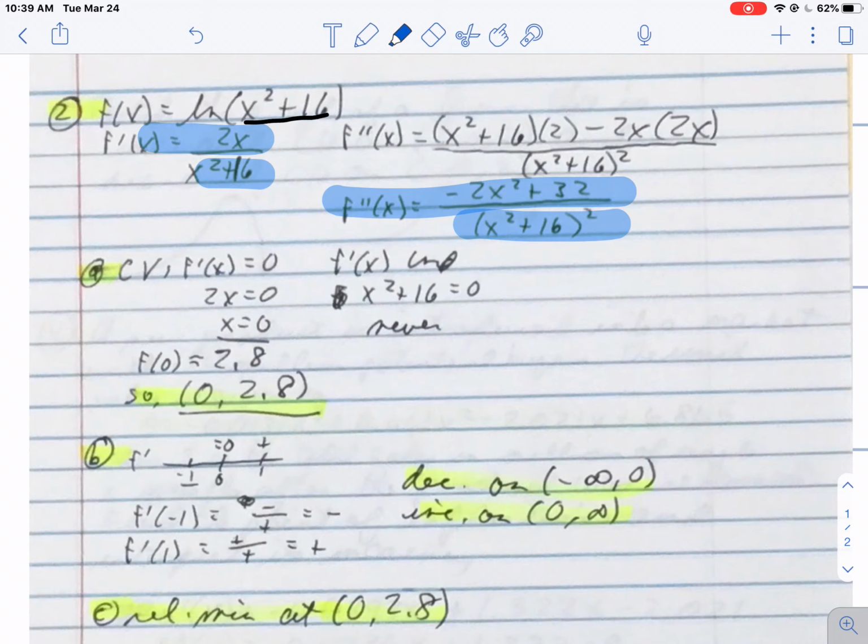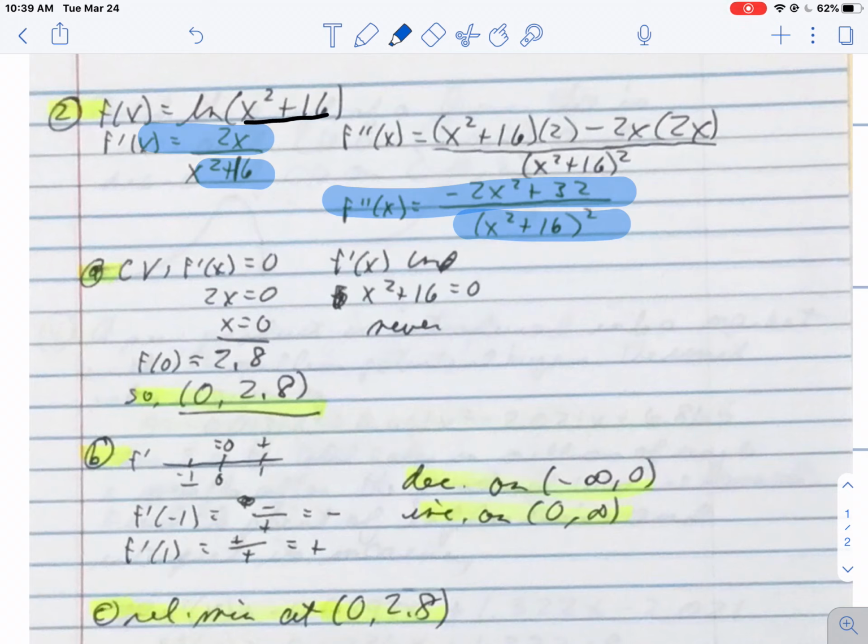Where is f prime 0? Well, if you have a fraction, it's wherever that numerator is 0. So I've set 2x equal to 0, and I get x equals 0 as a critical value. Where is that function undefined? Well, that would be wherever the denominator is equal to 0.